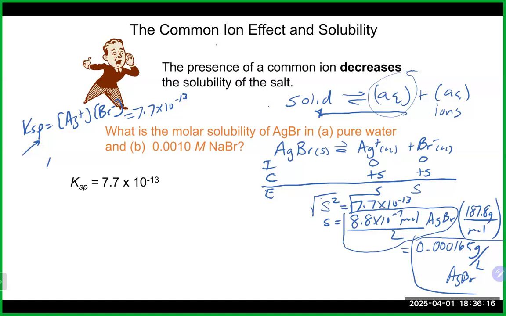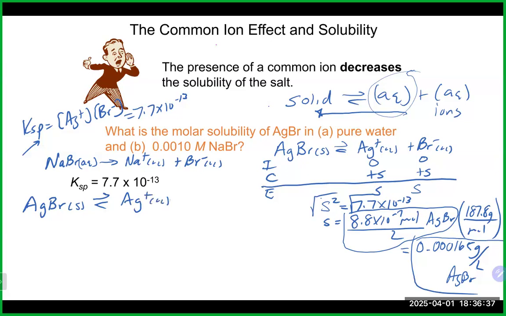My sodium bromide is a strong electrolyte, which means when it goes for a swim, it is going to 100% break apart into the sodium ion and the bromide ion. So the only thing here that's going to set up an equilibrium is my silver bromide. And again, we'll get our ICE table here. As you can probably imagine, the bromide is our common ion in this case.